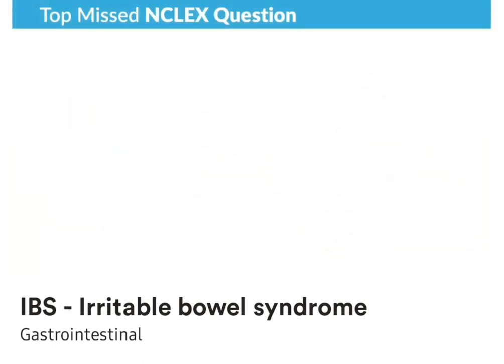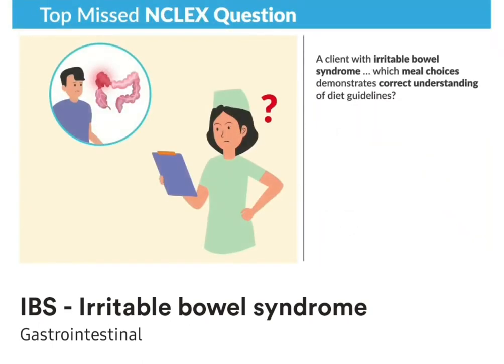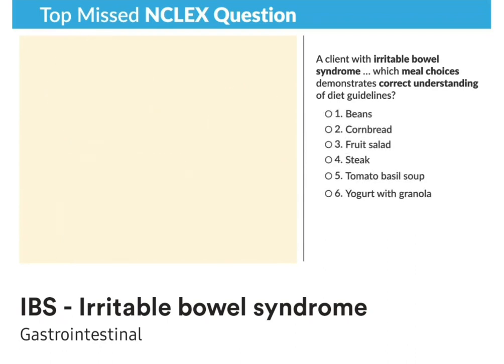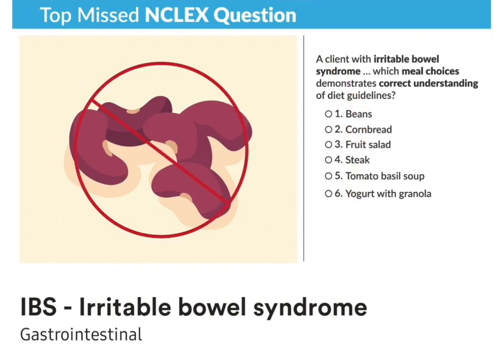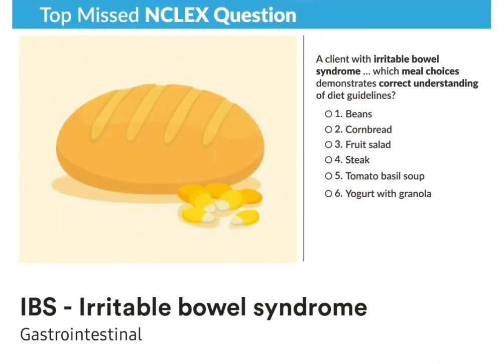Now, a top missed NCLEX question here. A client with irritable bowel syndrome, which meal choices demonstrates correct understanding of diet guidelines? Select all that apply. So option number 1, beans. No, we have to avoid the beans. Option 2 is correct. Yes, cornbread is okay. The key term in here is bread.